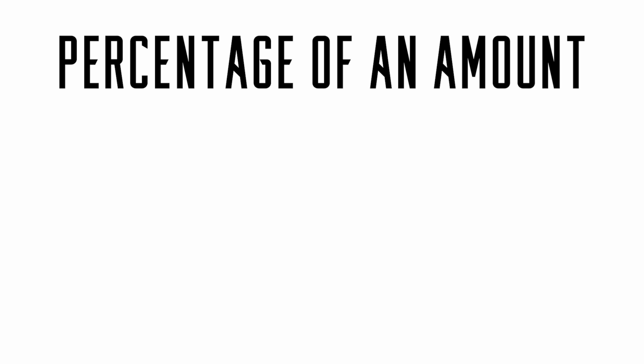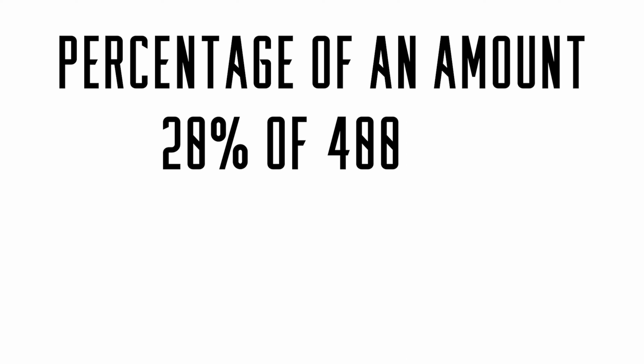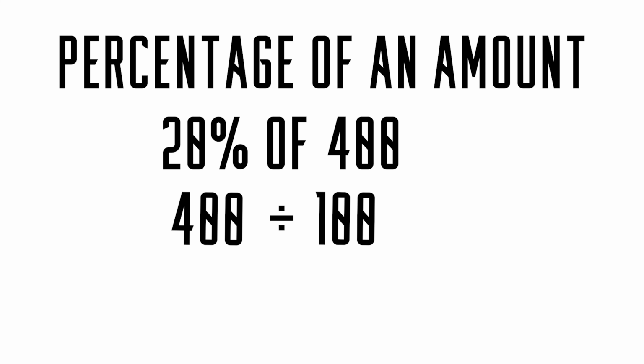For example, if we are asked to find 20% of 400, we can find 1% first by dividing 400 by 100, because percentages are out of 100. If we do so, we find that 400 divided by 100 gives us 4, and this is our 1%.